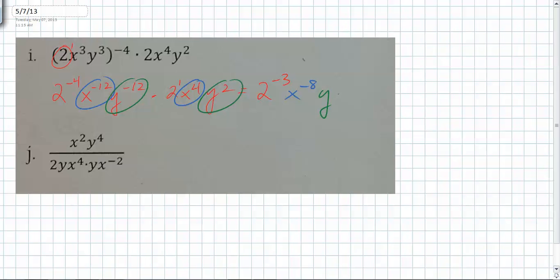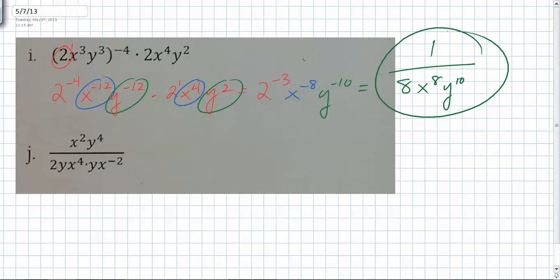So it's y to the negative what? 10. So you want all positive exponents. So that's going to be 1 over what? Which is 8. X to the what power? Y to the 10. So there's your final answer. What about the next one?